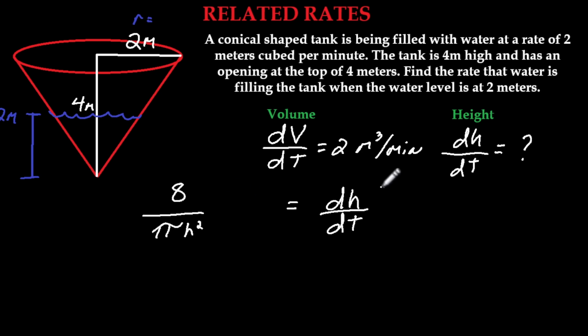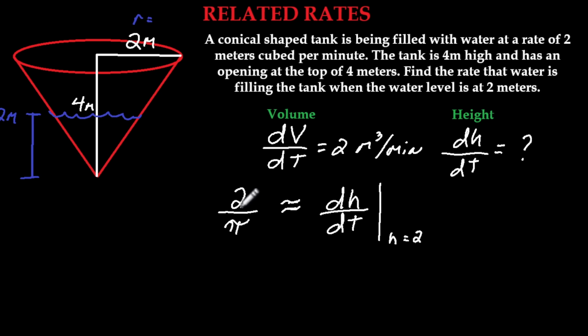And we wanted to find dh/dt when h was 2 meters. So we'll substitute in a 2 for h here, and 2 squared is 4. And of course, 8 over 4 pi reduces to 2 over pi. And if this is on a test, this is usually accepted as the answer. If you were to actually divide 2 by pi, you get something in the ballpark of about 0.64 meters per minute as your final answer.